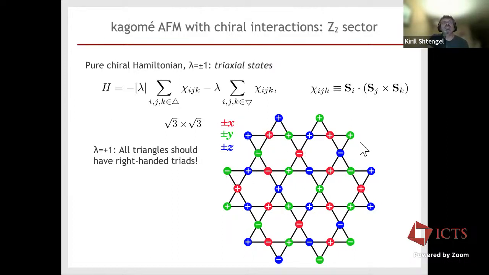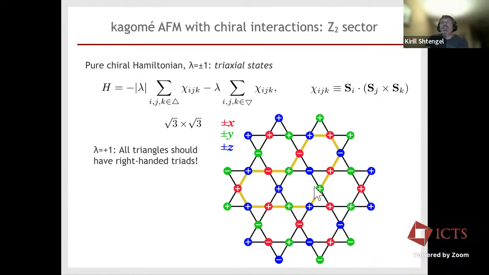And you see that, for example, if I try to do the root three by root three state in a state with a uniform chirality, that is lambda equals plus one, I cannot have all signs be plus signs, because I'll run into a problem. This is the right-handed triangle, but if these were all plus signs, that would be a left-handed triangle, and I want all of them to be right-handed. So I have to play with the signs. Of course, I can arrange that, but we'll go back to that in a second.